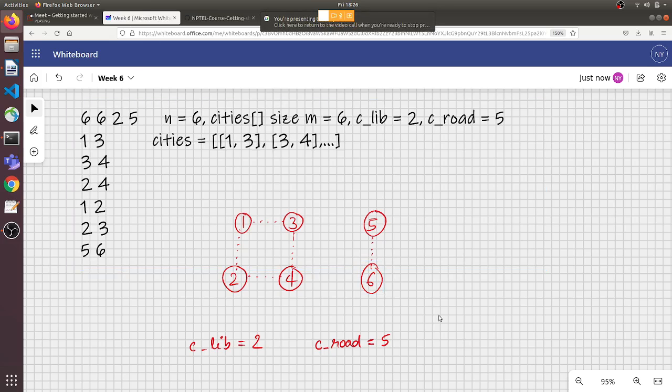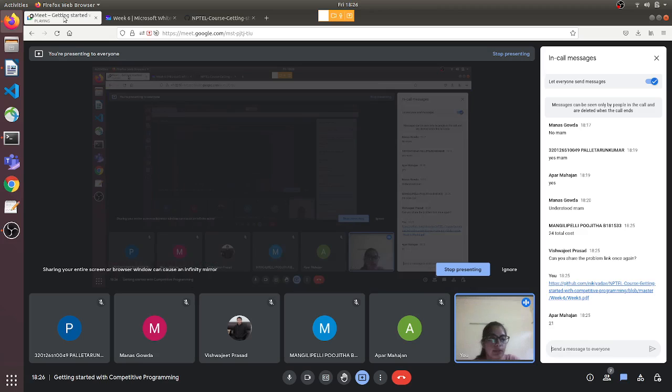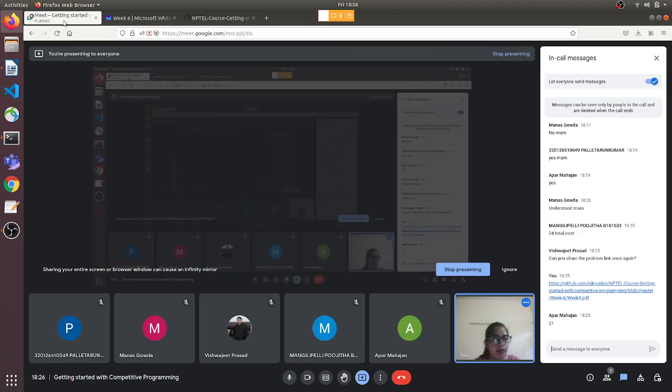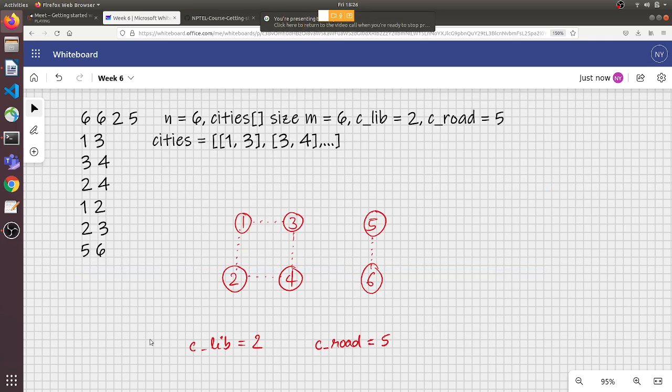Let's see. No. Answer is less than 24. But okay, 21. Okay, fine. It's even less than 21, but can one of you tell me where you will put the library and which roads you are connecting to get 24 or 21?